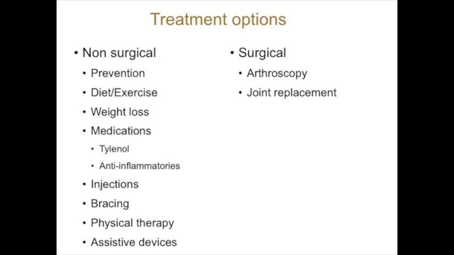So treatment options, we always start with non-surgical. We're surgeons, we want to operate, but we want to do what's best for the patient too. We don't want to just jump to surgery if we can help them prior to surgical intervention. So standard non-operative, conservative treatments are prevention, so maintaining a healthy diet, a healthy weight, decreases pain in the joints. It also prolongs the longevity of a joint.